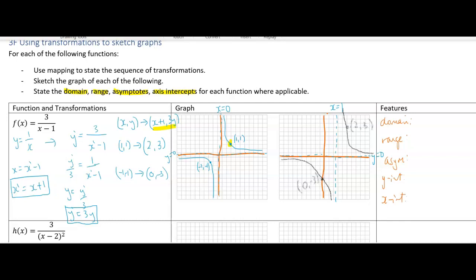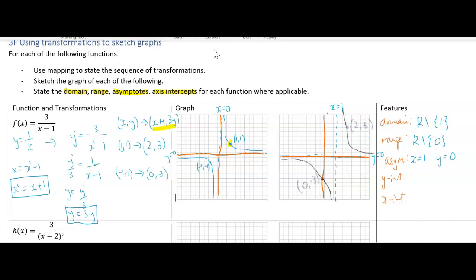All right, so your domain, what can your x values be? So basically they can be any real value excluding that asymptote. So that asymptote is going through 1, so any real values except for 1. Now your range is any real value except for 0 because it's got an asymptote at y equals 0. So your hyperbola goes very, very close to your asymptotes, but they never cross. So now we've got our asymptotes. We've got one at x equals 1 and one at y equals 0.